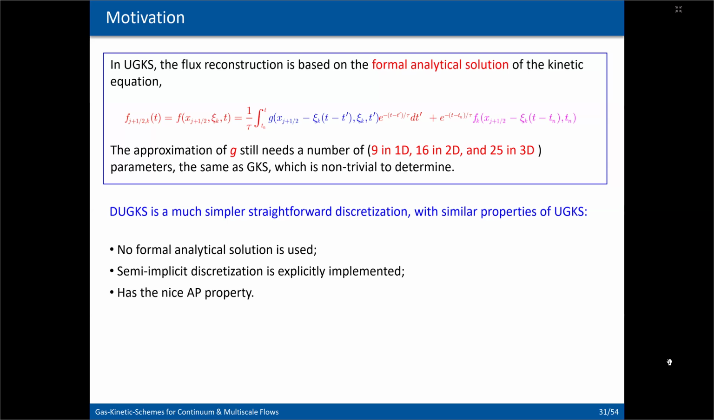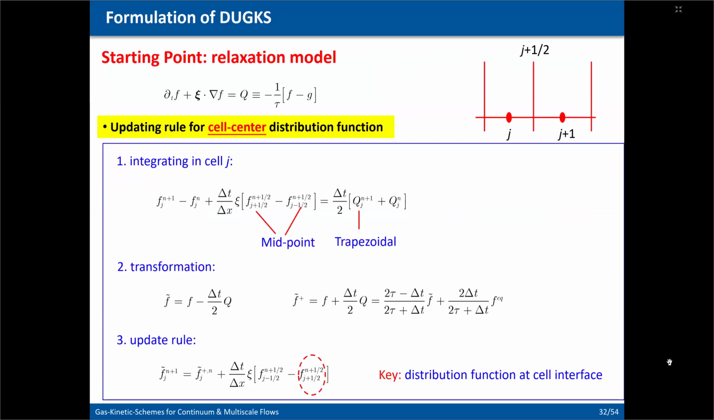But it has similar properties to the UGKS. The DUGKS doesn't depend on the formal analytical solution, and it's a semi-implicit discretization implemented explicitly, just like the lattice Boltzmann method. And also, we can show that it has a nice AP property. The starting point of DUGKS is also based on the relaxation model. We just integrate the kinetic model over each cell within one time step, and this leads to the following discrete formulation. Now here for the time integration we use the midpoint rule for the convection term.